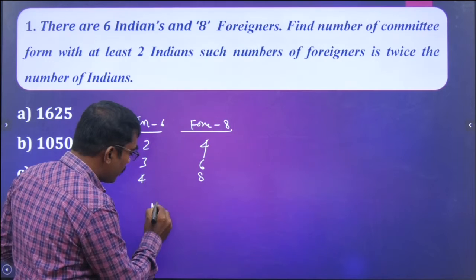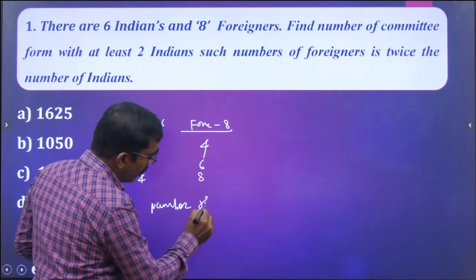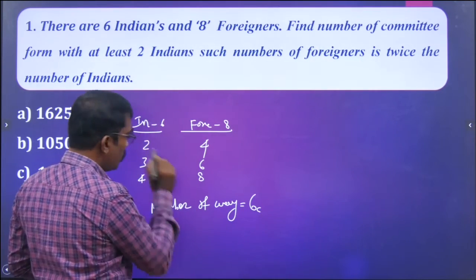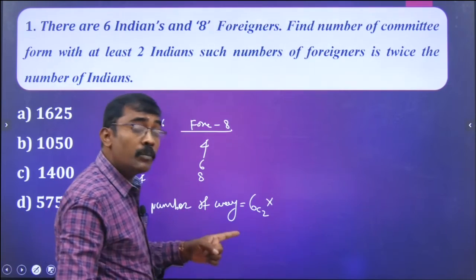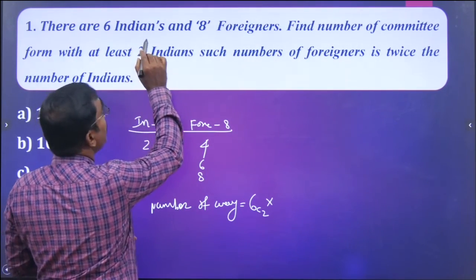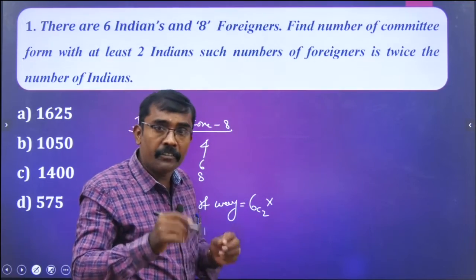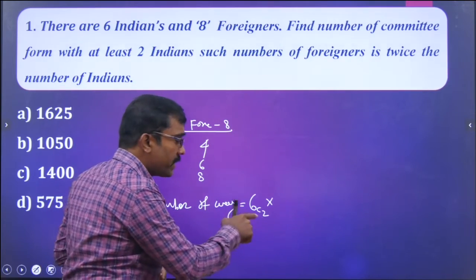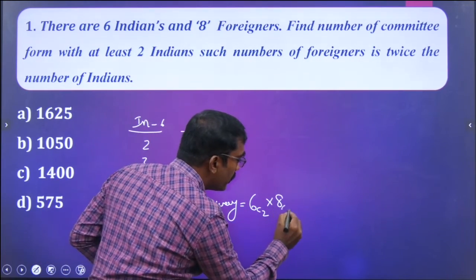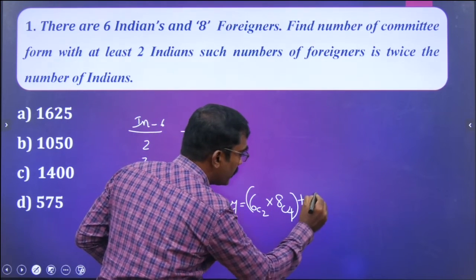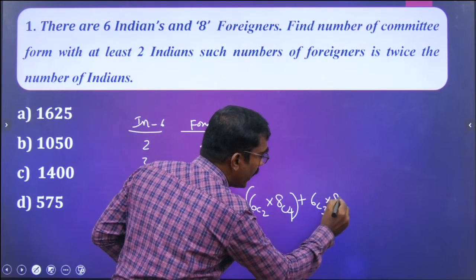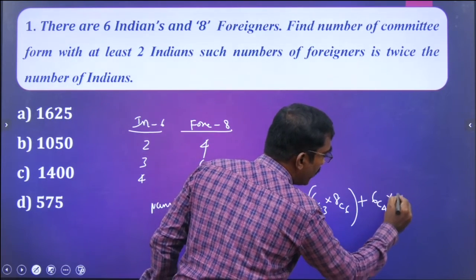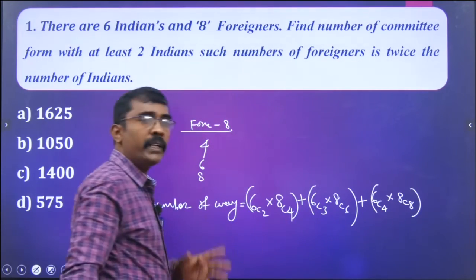So the number of ways is equal to 6C2 into 8C4. This is the multiplication property, because there are 6 Indians and 8 foreigners, and when the sentence has "and", we can use the multiplication property in combination. 6C2 into 8C4, plus 6C3 into 8C6, plus 6C4 into 8C8. This is a combination.